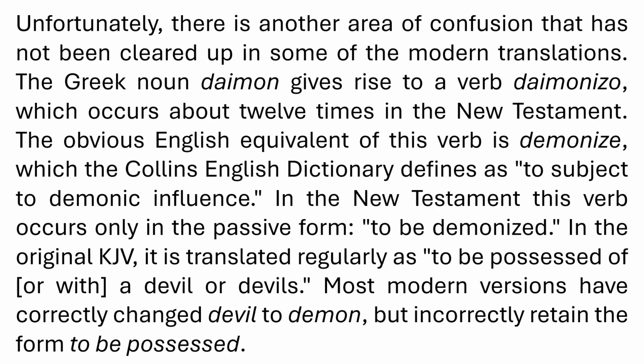Unfortunately, there is another area of confusion that has not been cleared up in some of the modern translations. The Greek noun daimon gives rise to a verb daimonizo, which occurs about 12 times in the New Testament. The obvious English equivalent of this verb is demonize, which the Collins English Dictionary defines as to subject to demonic influence. In the New Testament, this verb occurs only in the passive form, to be demonized. In the original KJV, it is translated regularly as to be possessed of, or with, a devil or devils. Most modern versions have correctly changed devil to demon, but incorrectly retain the form to be possessed.